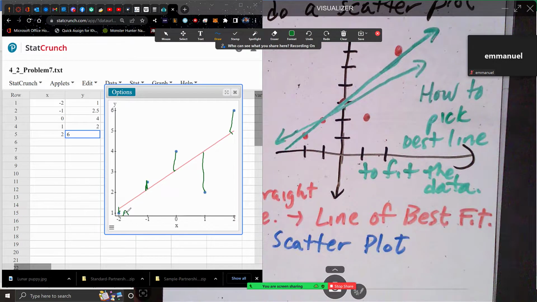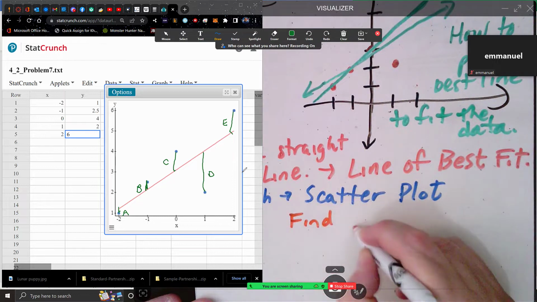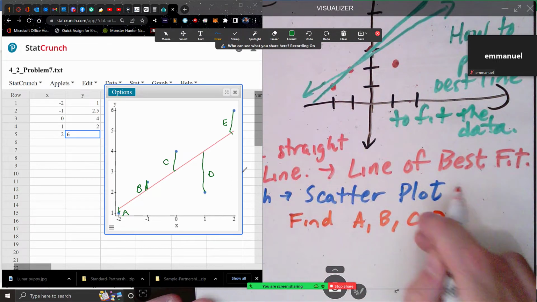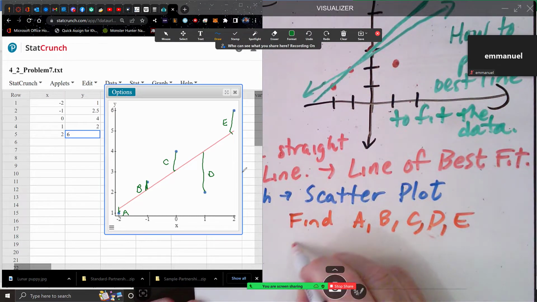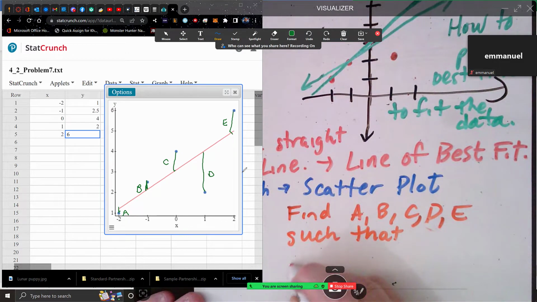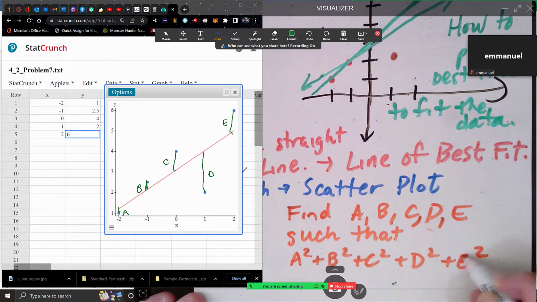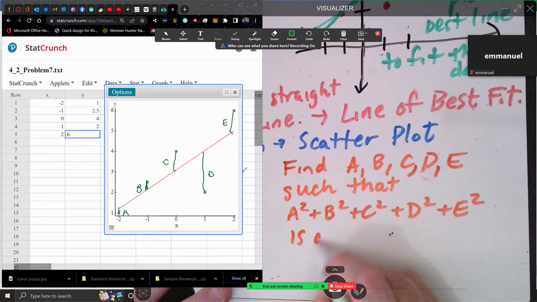So if I call that A and this is B, these are distances, and that's C and that's D and that's E. What they do is they want to find A, B, C, D, and E such that A squared plus B squared plus C squared plus D squared plus E squared is as small as possible. Is the smallest value it can be.